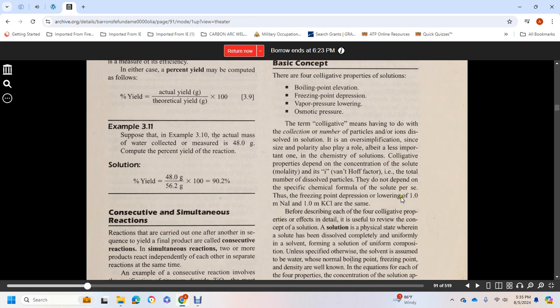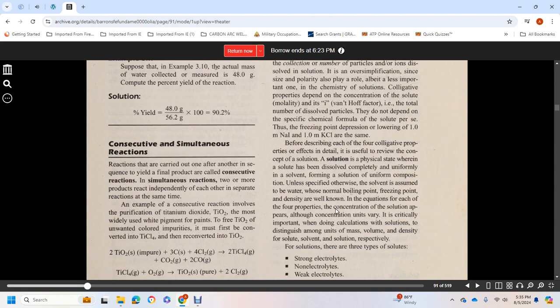The freezing point depression lowering for 1.0 molarity of salt, sodium iodide and 1 mole of potassium chloride are the same.